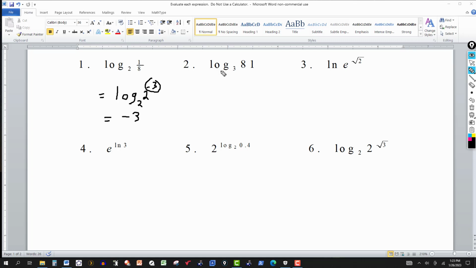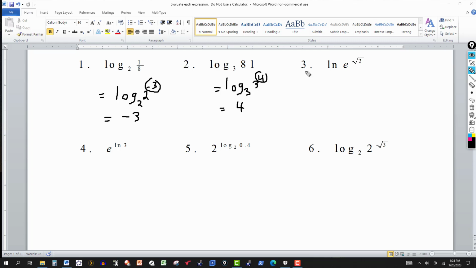We look at the next one. Again, very similar. Log of 81 to base 3. We can write 81 as 3 to the 4th. Now you look at the base again. Log to base 3, the exponential with base 3. Base is the same. Answer is the exponent here. That's equal to 4.